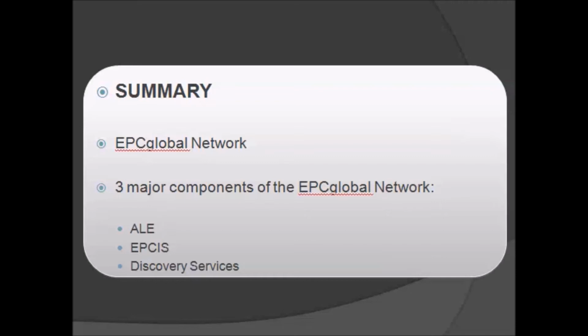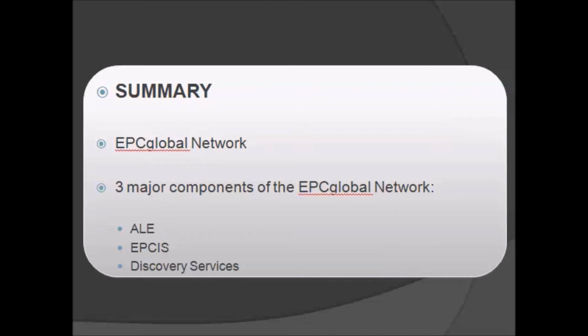Here is the summary of the EPC Global Network Architecture Framework. In this topic, three major components of the EPC Global Network are described. The first is Application Level Event, ALE. It is a standard interface that filters the collected or inducted data from the RFID tag. The filter condition will be given by the manager.